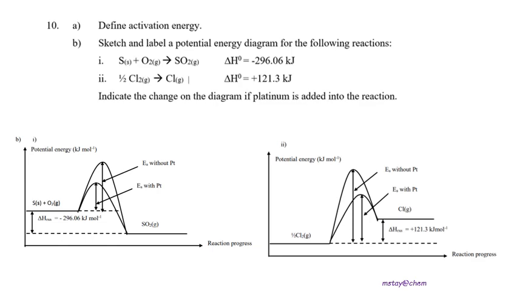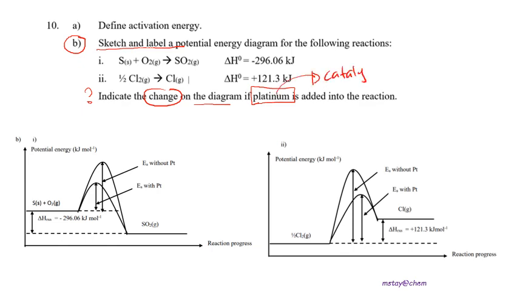Let's continue with tutorial question number B. If you still remember, basically we already sketched and labeled the potential energy diagram for P1 and P2. However, we haven't done this part yet. So, indicate the change on the diagram if platinum is added. In this case, we will treat platinum as a catalyst.